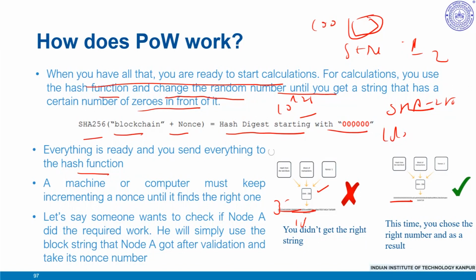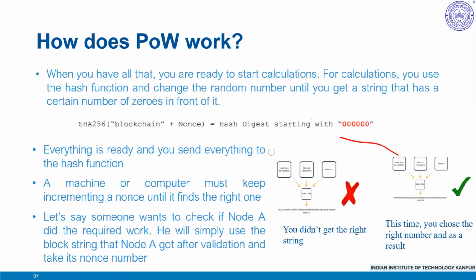Now this time you chose the right number, let's say, and as a result you got the string that started with 18 zeros. So this is your hash from the previous block, this is the block of transactions, the latest block that we are trying to verify, and this is the nonce. When it is added to our hash function SHA 256, we get the hash digest with 18 zeros. So we are able to verify it.